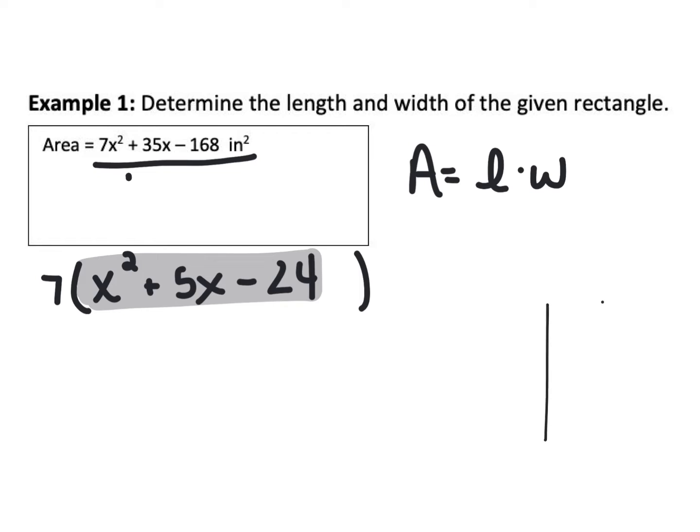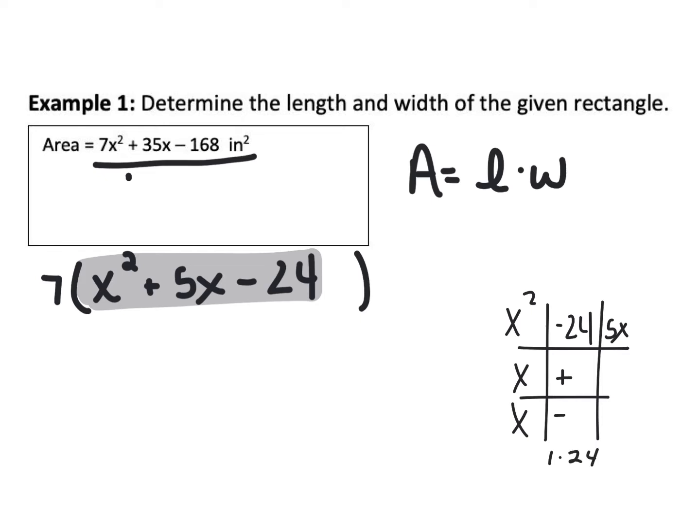If tic-tac-toe is your method of choice, set up your board: x squared, negative 24, and 5x. My factors of negative 24 tell me I need a positive and a negative. Potentially it could be 1 and 24, 2 and 12, 3 and 8, 4 and 6. You do enough of these, you start to spot in advance. I think 3 and 8 is going to work for us. 8 here, 3 here, multiply across, gives me 8x. Again, negative 3x does add to 5x.